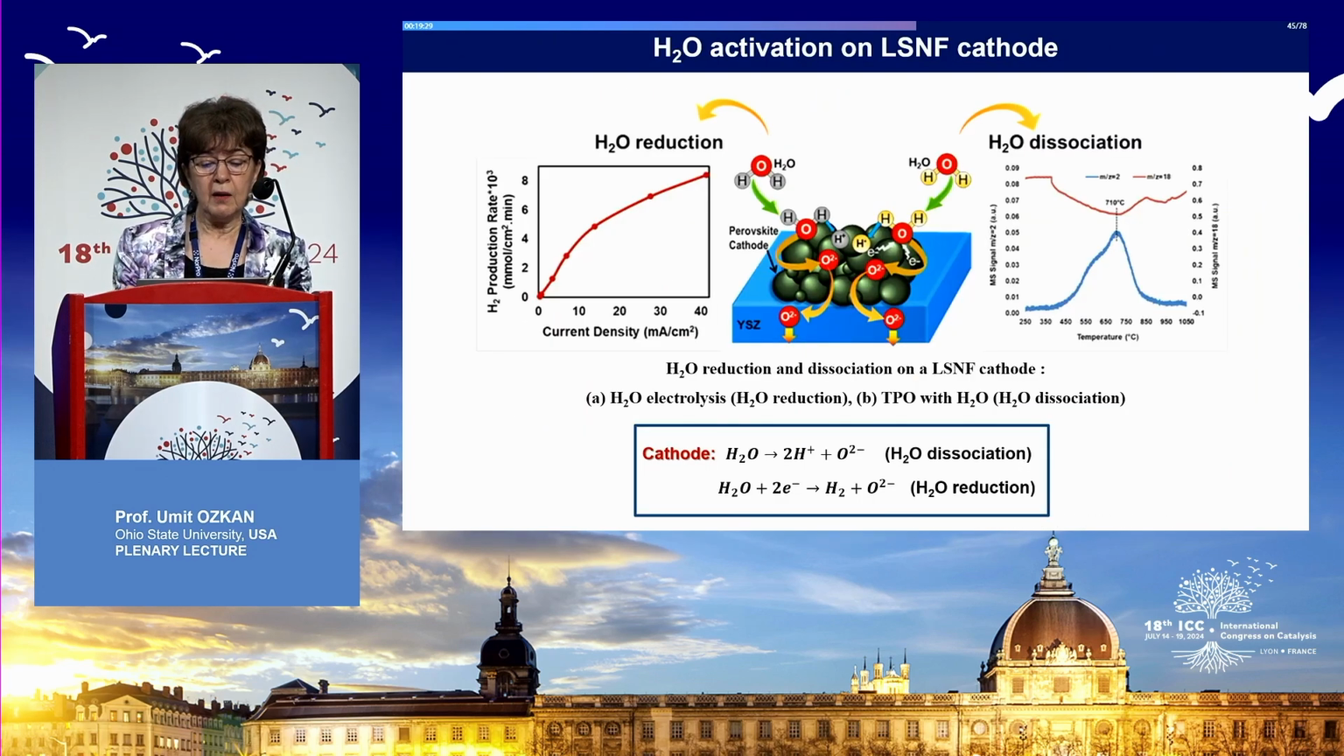So first, for the perovskite phase, we're using something that we're quite familiar with, lanthanum strontium nickel ferrite. And we are looking at water reduction. The left side shows that we are producing hydrogen quite readily. This is as a function of current density, and the water dissociation also takes place. So even without electrocatalytic activity, we can get water dissociation.